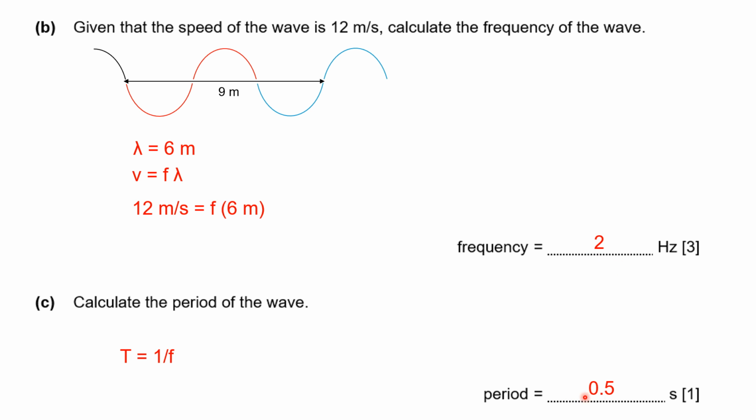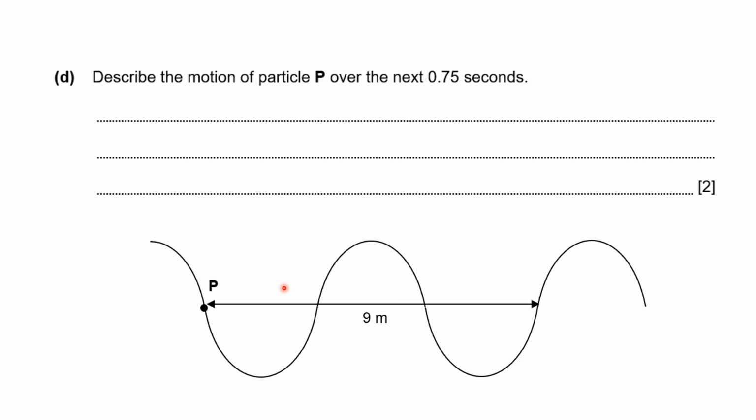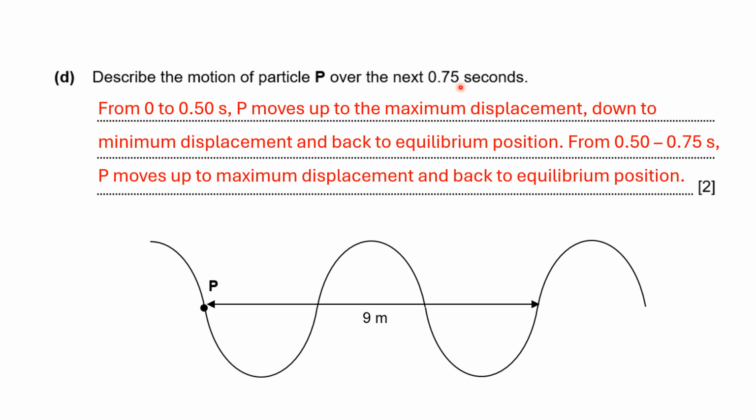So knowing that the period is half a second, and that P starts off here at the middle equilibrium point, how do we describe the motion of particle P over the next 0.75 seconds? So well, first, we need to realize that 0.75 seconds can be broken down into one period, 0.5, and a remaining 0.25, half period. So from 0 to 0.5 seconds, one complete oscillation occurs.